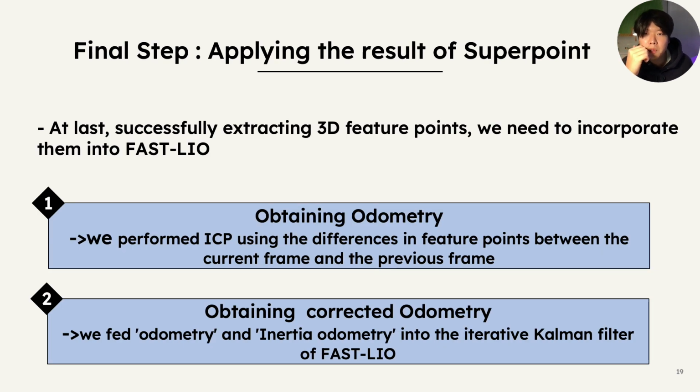So by applying SuperPoint, we successfully extracted 3D feature points. And the last step is to incorporate those into FAST-LIO. In obtaining odometry, we performed ICP using the differences in feature matching points between the current frame and the previous frame. Consequently, in order to obtain corrected odometry, we fed the derived odometry and inertial odometry to the iterated Kalman filter of FAST-LIO.